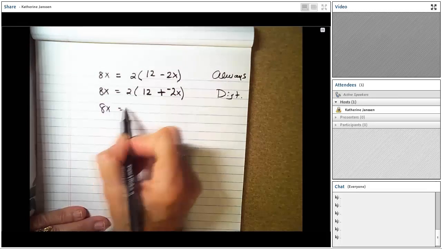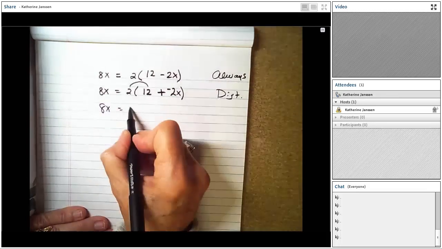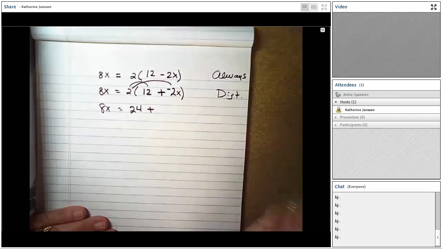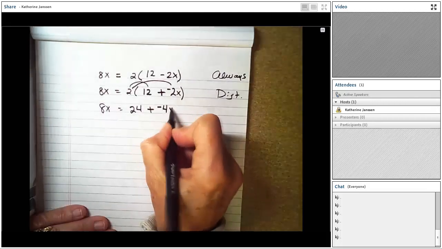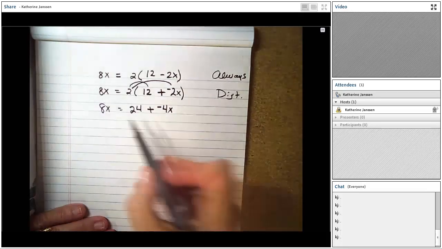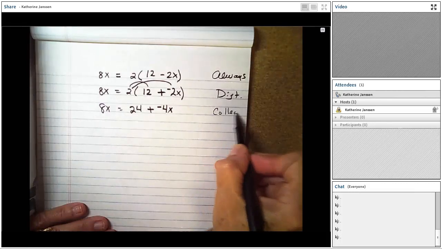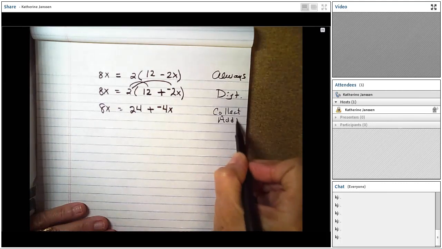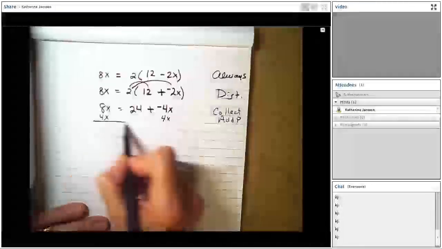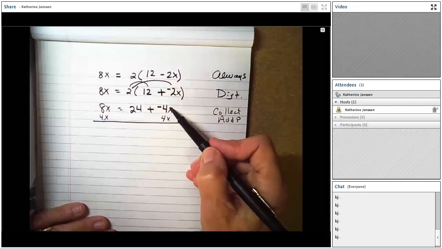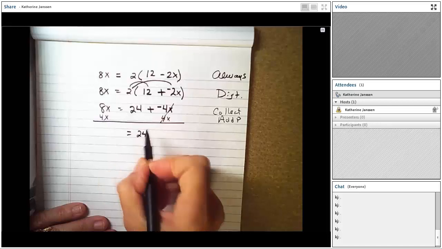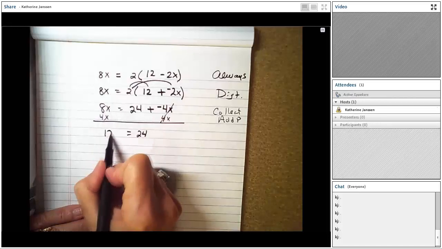8x equals 2 times 12, which would be 24. Pick up your sign and distribute: 2 times negative 2x would be negative 4x. Looks like I can collect some like terms. I'll do that with the addition principle. I'm going to add the opposite of negative 4x, a positive 4x, to both sides. Negative 4x plus 4x goes to 0, leaving 24. And 4x plus 8x is 12x.